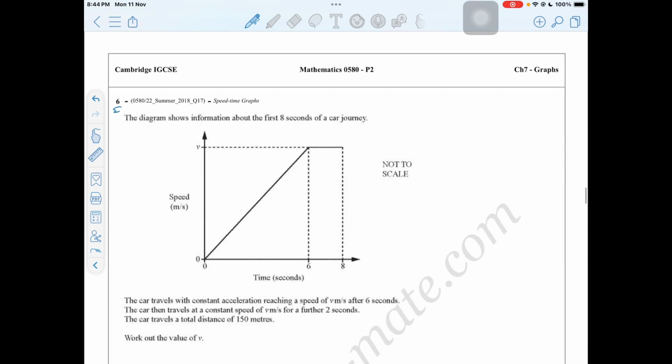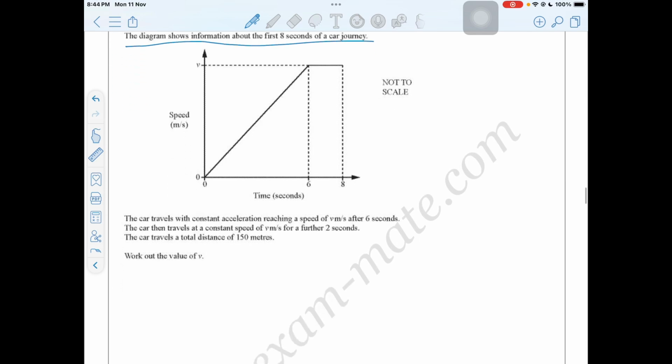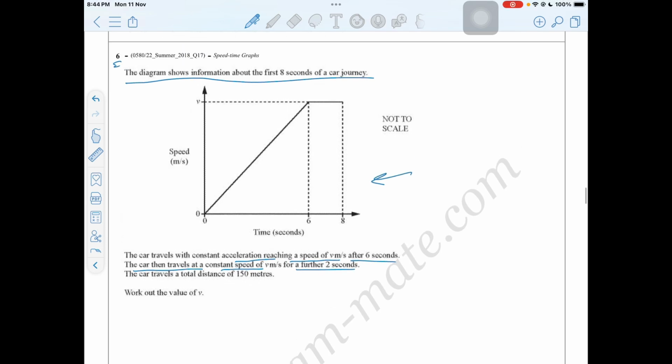Now moving on to question number 6, we have the diagram shows information about the first 8 seconds of a car journey. Right, the car travels with a constant acceleration reaching a speed of v meters per second after 6 seconds. The car then travels at a constant speed of v meters per second for a further 2 seconds. The diagram is shown over here. Right, the car travels a total distance of 150 meters. Now it is given that it travels for a 150 meters. So is it a trapezium? 1, 2, 3 and then 4. Yes, it is a trapezium. It is a right trapezium, right?